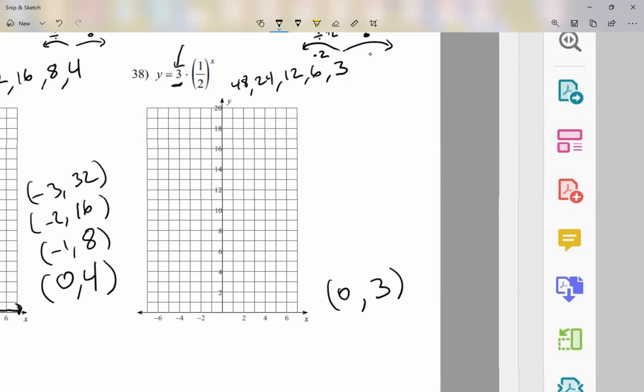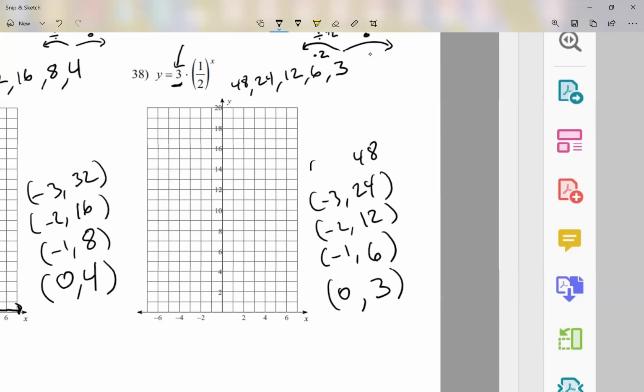Now I went backwards, so I'm going to do my list going up. Here is 6. My y values are 6, 12, 24, 48. But my x values now are going to be negatives, but I'm going up. So -1, -2, -3, -4, -5, -6. My first number, -4, 48, I don't even have room for that. -3, 24, again, I don't have room for that one either.